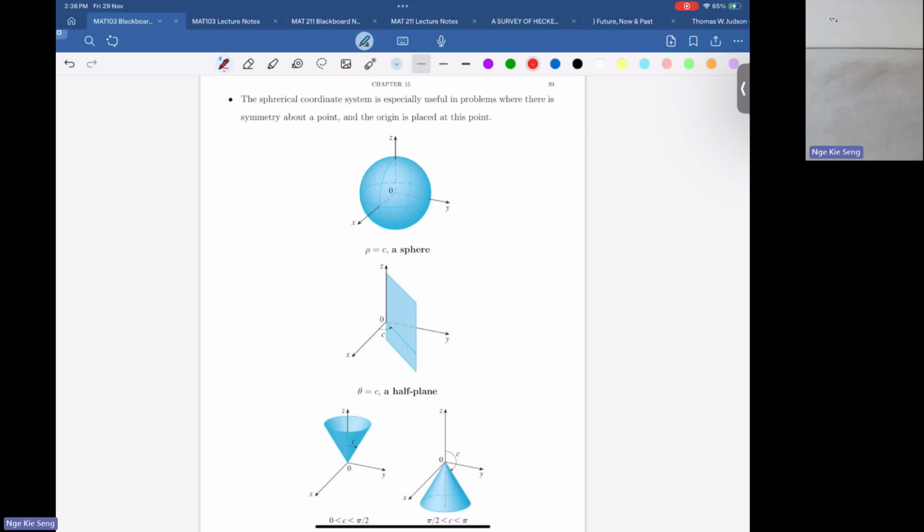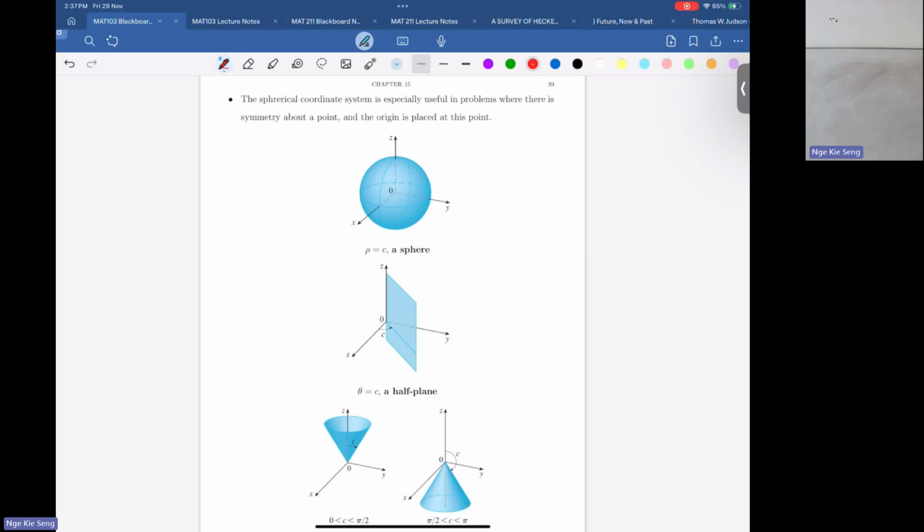But how to get the plane here? You keep your theta constant, actually. You can draw a plane. Okay, but you note that this plane is a half plane. Because why? Because by convention, phi is from 0 to pi. Okay, that's the usual convention we use in this class also, although you can change it.